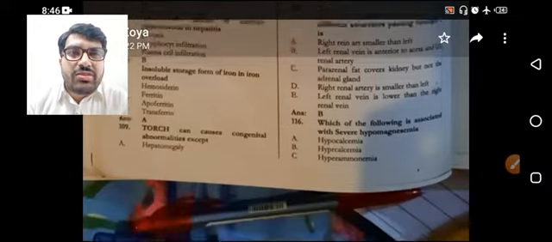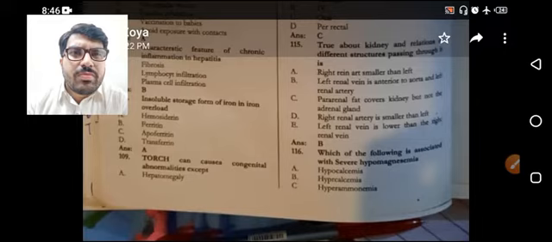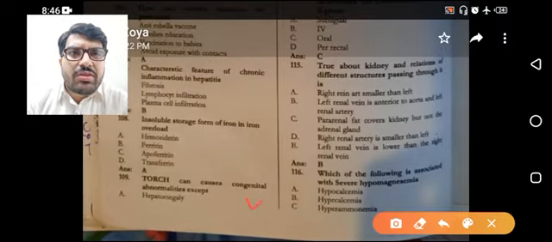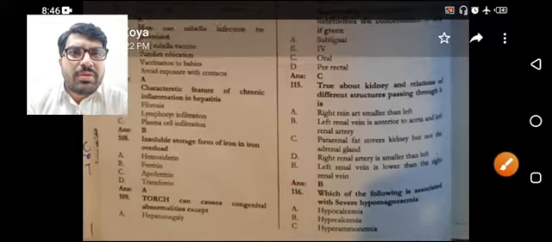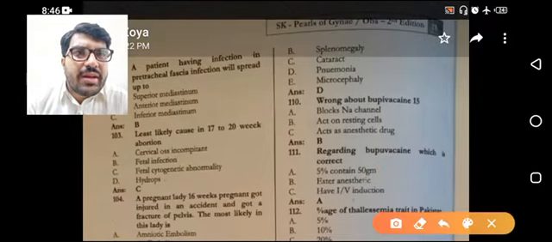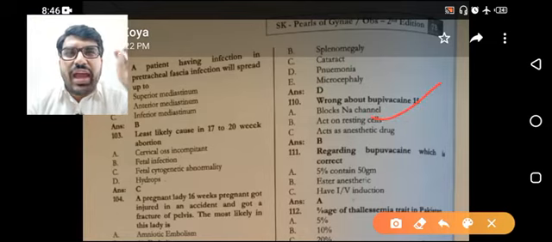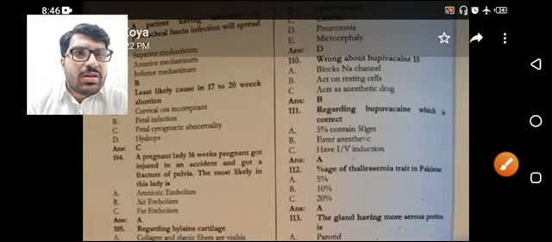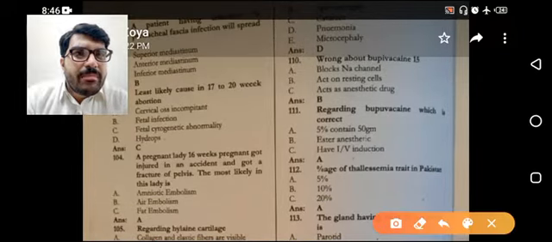So coming next, TORCH can cause congenital abnormalities except. Option D is right, that is least likely. Wrong about bupivacaine: it blocks the sodium channel, acts as an anesthetic, acts on the resting cell. No, it acts on the activated cell, not the resting cell. B is right. Regarding bupivacaine, which is correct?